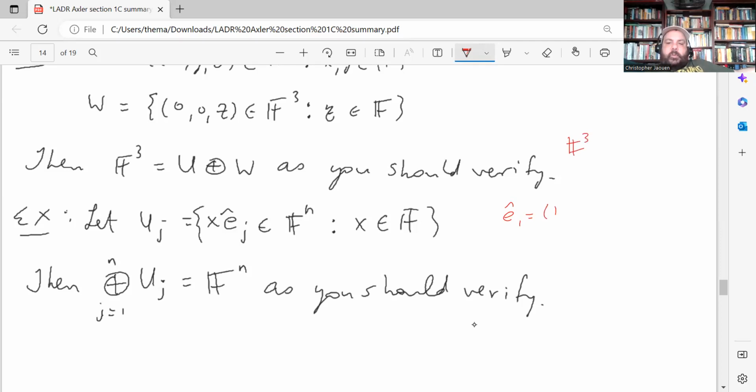e1 would be the vector (1, 0, 0). e2 hat would be the vector (0, 1, 0). And e3 hat would be (0, 0, 1), etc. So if it's Fn, then you have n of these vectors. The ej hat is just the vector that has 1 in the jth component and 0 everywhere else.